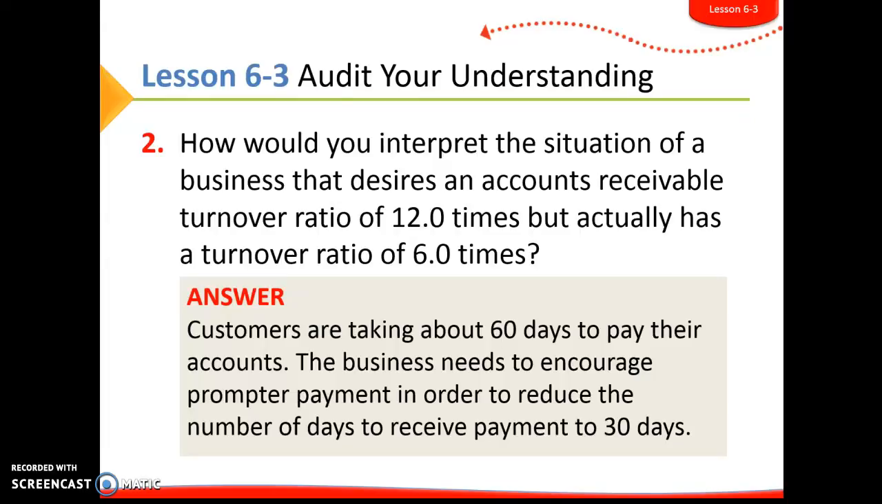So that might be where they try some of those things to increase those favorable accounts receivable turnover ratios. So maybe sending out statements more frequently, not letting people buy on account if they already owe money, or doing a more thorough background check or credit check before they let them buy on account.